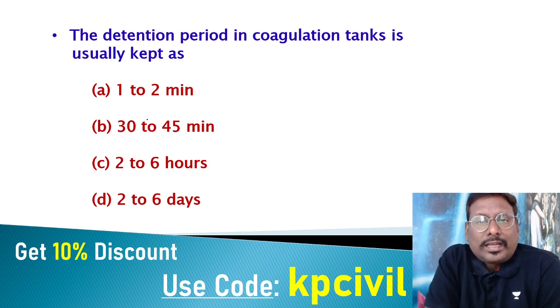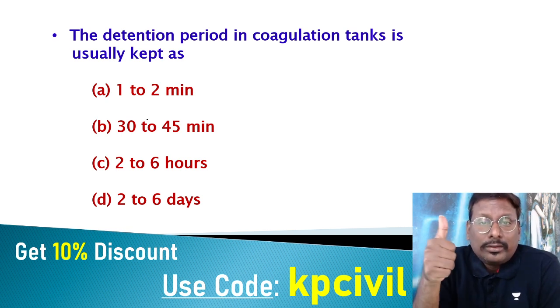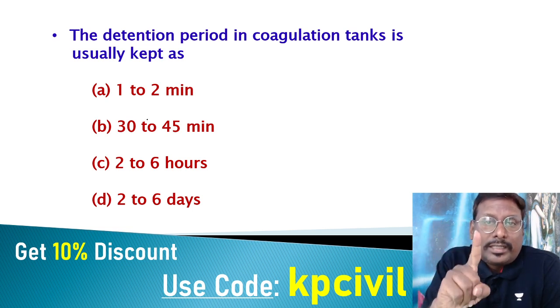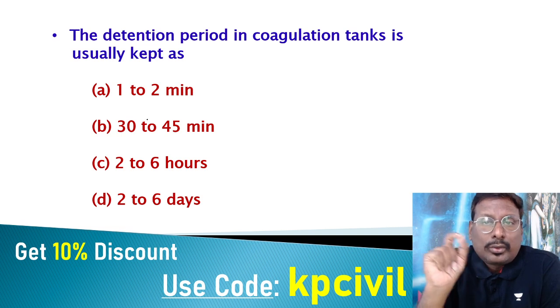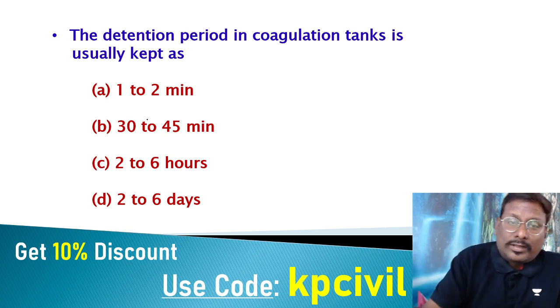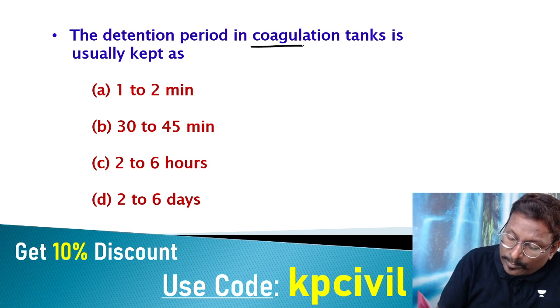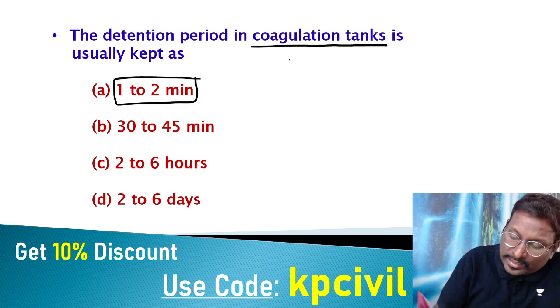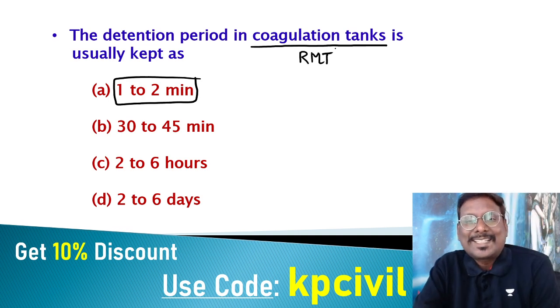Detention period in coagulation tank. Already I told you, coagulation or rapid mixing tank 1 to 2 minutes, or 1 to 3 minutes, no problem. Gentle mixing tank 20 to 30 minutes. Secondary sedimentation tank 2 to 4 hours. If they are asking simply coagulation tank, that is nothing but the rapid mixing tank. Rapid mixing tank will go for 1 to 2 minutes.